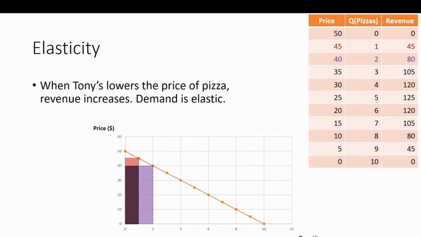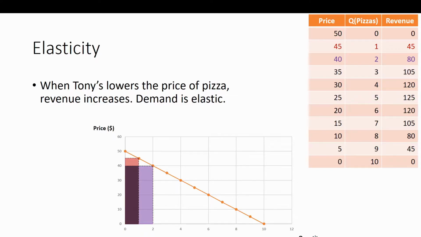So we finished the last video. We were looking at Tony's Pizza, and we said if the price was $45, we would sell one pizza and our revenues would be $45. If we lowered the price to $40, our revenues would be $80. We'd have an increase in revenue, and demand was elastic. Why is that the case?